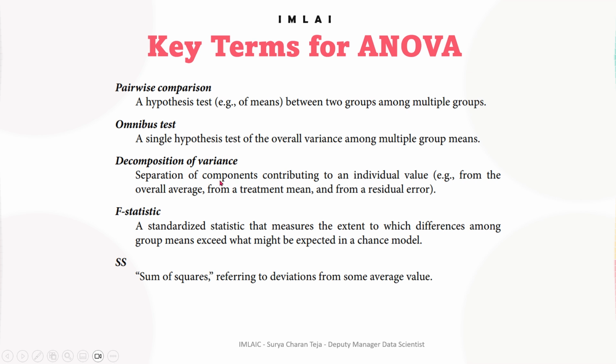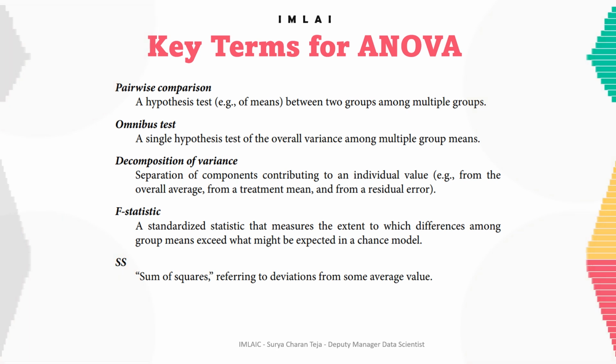Decomposition of variance is the separation of components contributing to an individual value, for example from the overall average, from a treatment mean, and from a residual error. Then the F-statistic is a standardized statistic that measures the extent to which differences among group means exceed what might be expected in a chance model. And SS is nothing but sum of squares, referring to deviations from some average value.